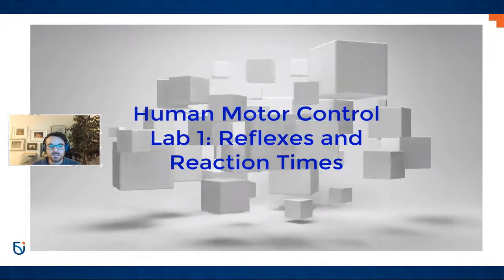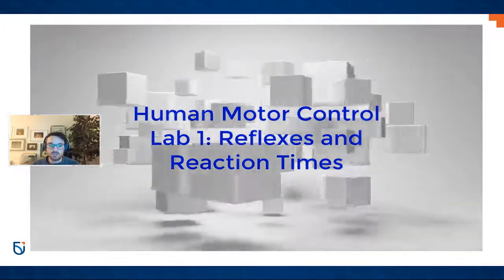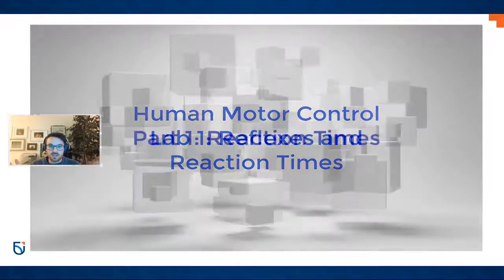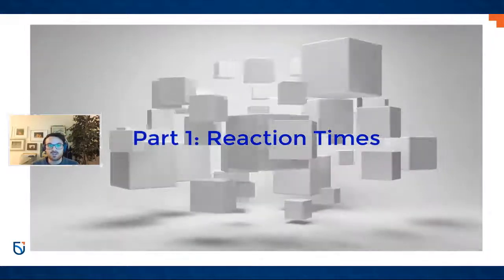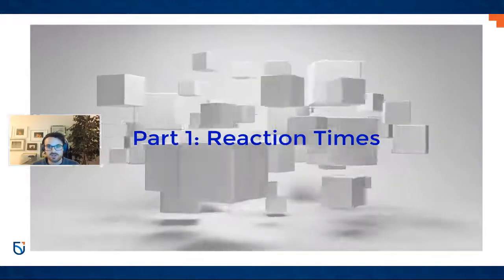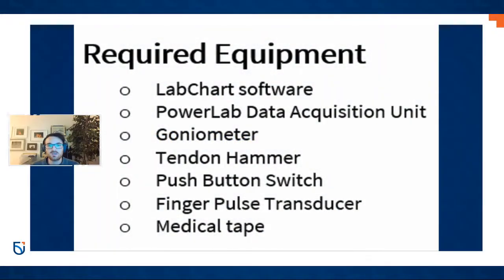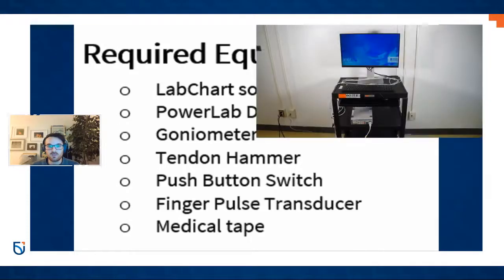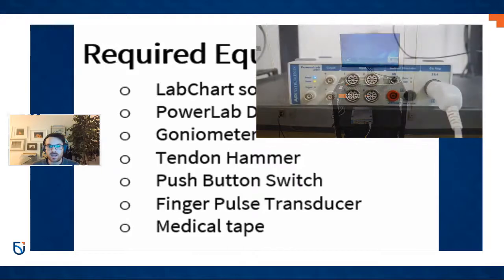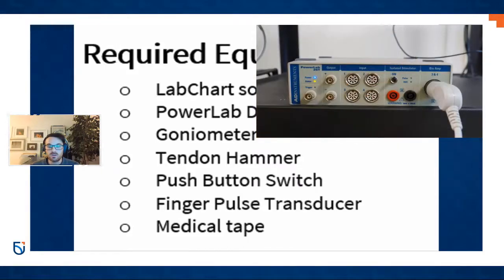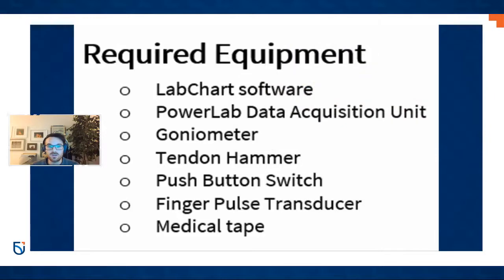Okay, so this is part two of the lab, reflexes and reaction times. If you haven't seen part one, patellar tendon, that should say part two. This is reaction times. We're going to do a couple of different reaction time tasks, so we're going to need the same basic equipment. We're going to need our LabChart software. You will have LabChart Reader to analyze the data. Our actual PowerLab data acquisition unit, which is shown here with our embedded amplifier, takes those signals and converts them to a digital readout we can analyze.